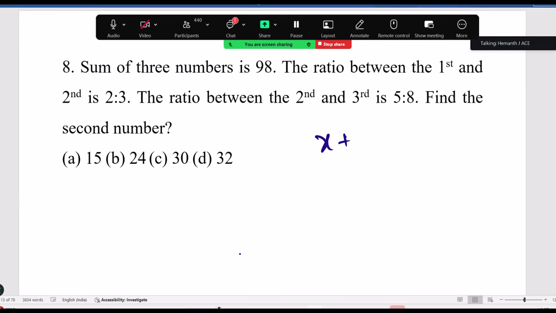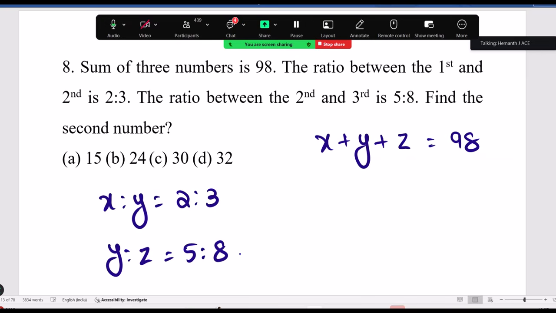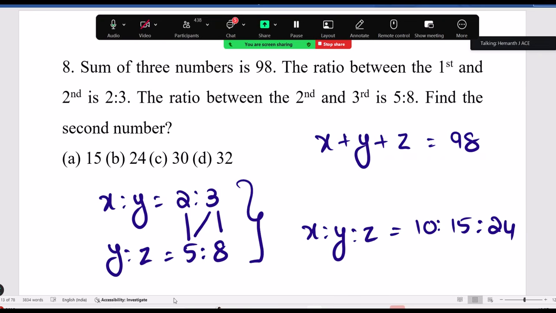The sum of three numbers is 98. The relationship between the first number and second number, X and Y, is 2:3. Y and Z is 5:8. Using the joint ratio concept, we can club this. X, Y, Z: 2 into 5 is 10, 3 into 5 is 15, 3 into 8 is 24. This is what is joint ratio.